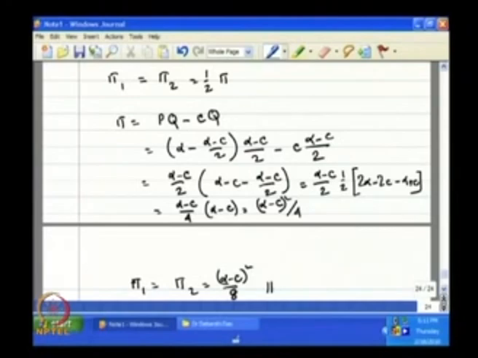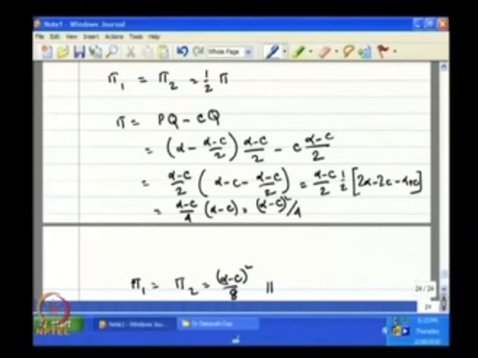So, this is the case where the firms unitedly decide how much they will produce, and we have seen that the output they are going to produce is (alpha minus C) divided by 2. And the profits that they earn is (alpha minus C) whole square divided by 8.